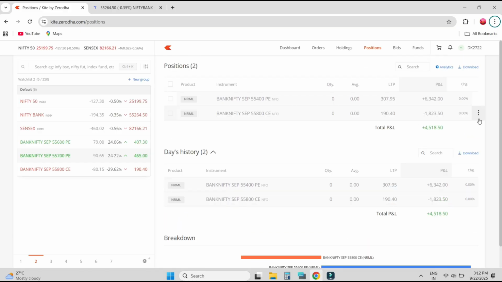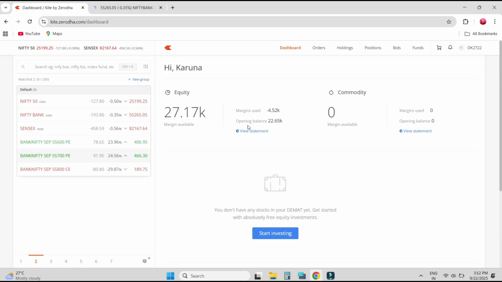That's more than enough. See, sometimes people will struggle to recover the loss, right? Compared to that, it's good, no? And you can see my capital. I started with 22,600 something, and now it is 27,000 something.